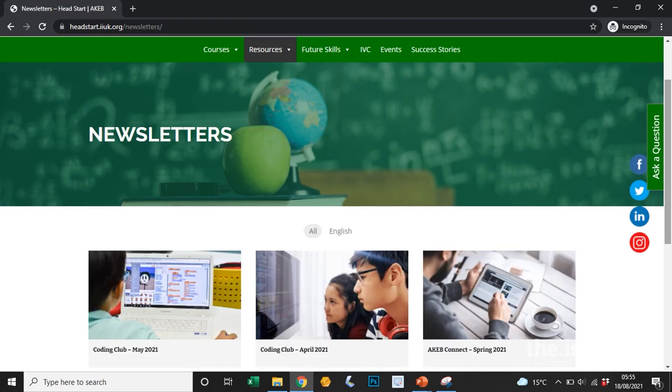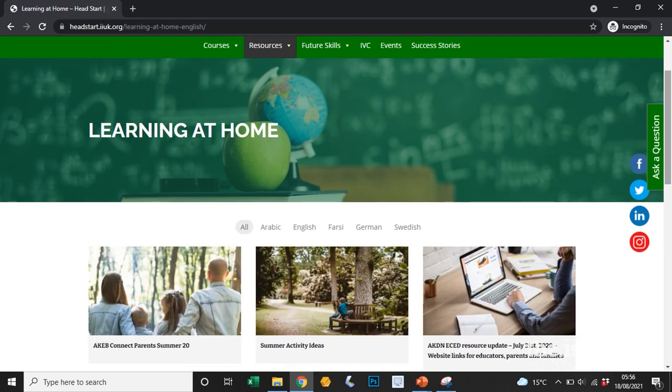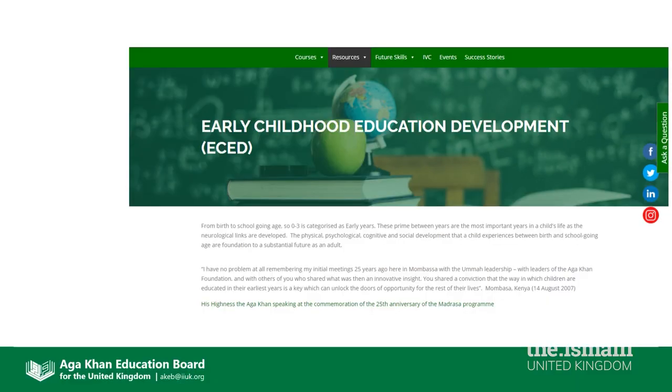On this page, you have the archive of all the newsletters released by the AKEB. There is a section from Learning at Home, particularly created for the period when students were at home during lockdown. Resources are available for early childhood development. There are similar pages for primary, secondary, and higher and further education and apprenticeships.